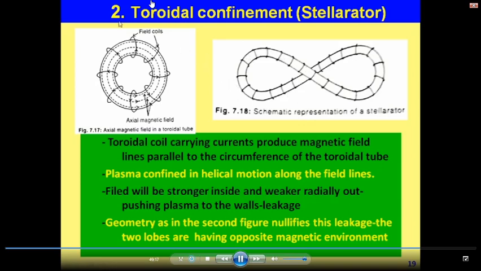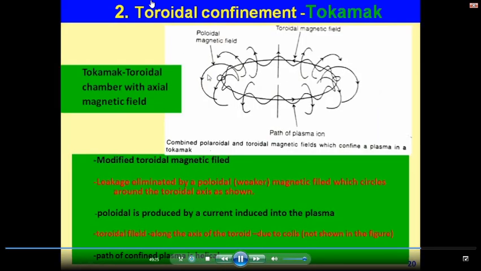That is this geometry, and this toroidal confinement is also called stellarator. Another toroidal confinement is called tokamak. Tokamak is actually a Russian name. This idea was proposed and realized by Russians, and tokamak is the Russian abbreviation for toroidal chamber with the axial magnetic field. Toroidal chamber with the axial magnetic field.